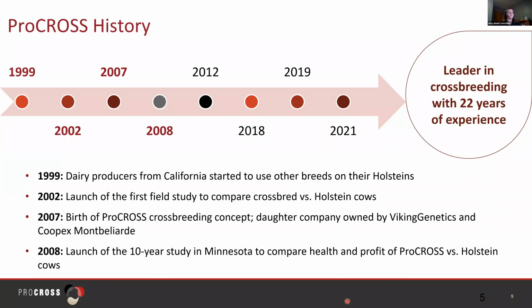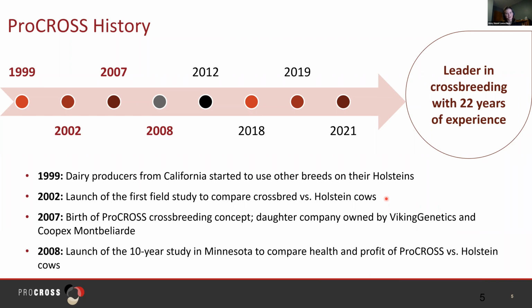Let me split up our history a little bit more via a timeline. In 1999, that's really when this experimentation began out in California. But at that time, those producers said, it's not enough to experiment and make our own decisions. We want to launch a field study because we want the rest of the world to know, are these cows really what we think they are? And if they're great, we want people to know. If they're not great, we want to warn everybody that they should do other things with their breeding programs.